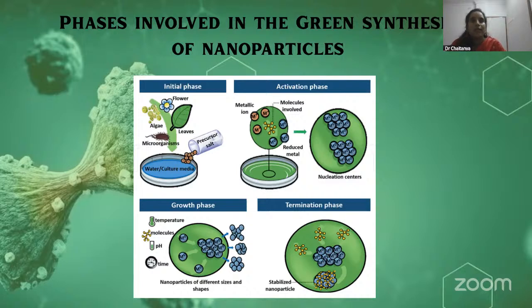And also the nanoparticles will have different shapes. So it can be spherical, it can be cuboidal, it can be crystal, it can be flower shape. So which shape also will be depending upon these parameters, right? So that will be going on in the growth phase.